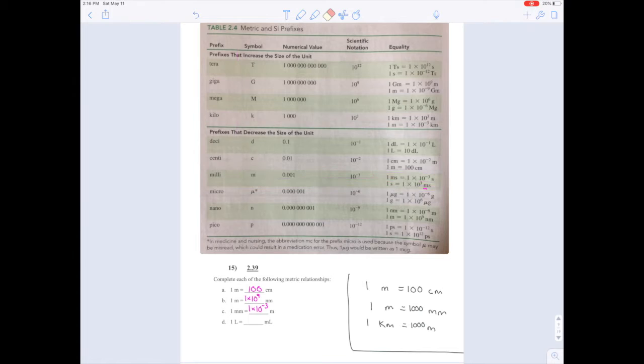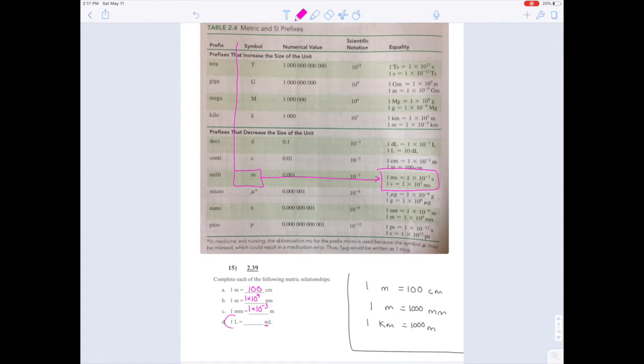Okay, then D. The prefix they give us here is milli again. So we're going to go to the symbol, go down till we see it. Lowercase m, milli, we saw it just a second ago. And so now we will go over to the equalities. We have to choose between these two.